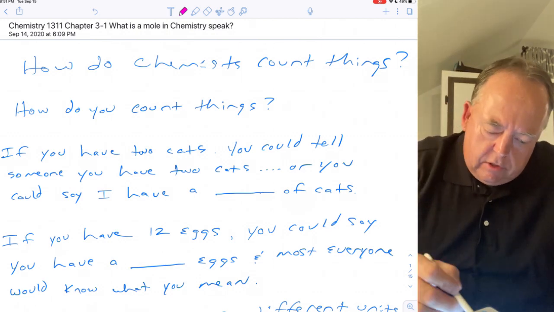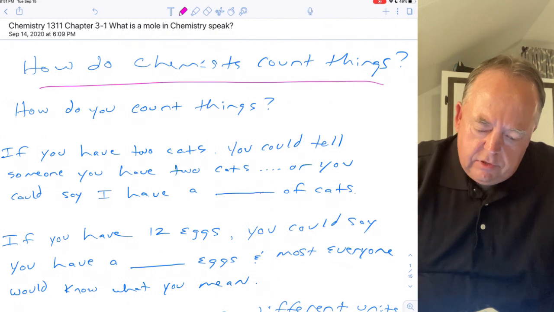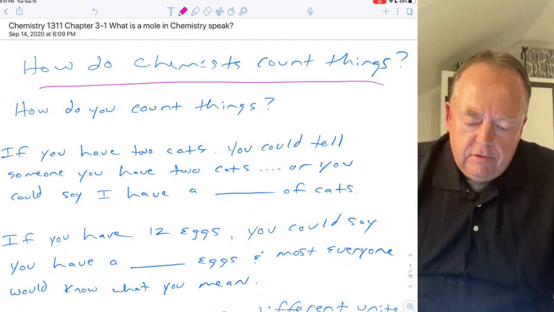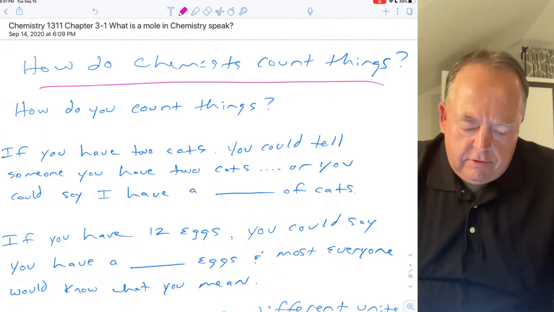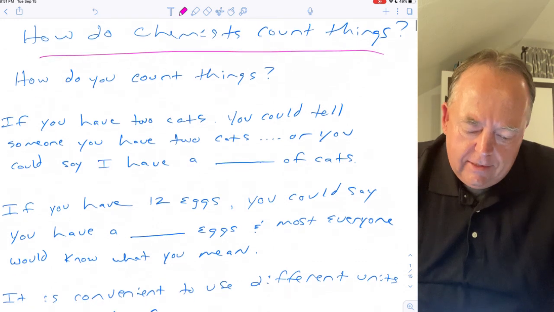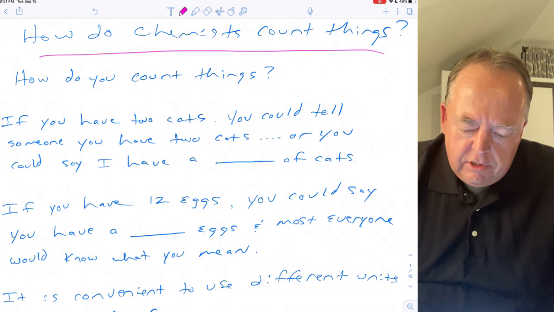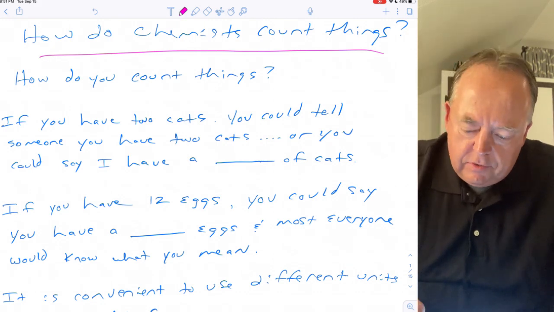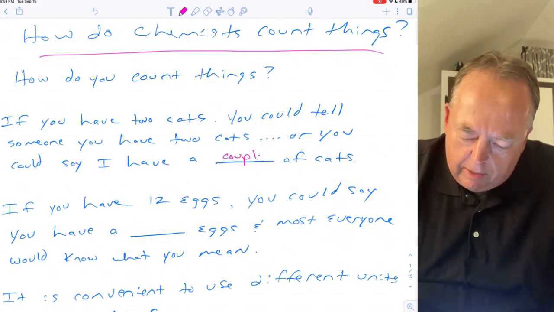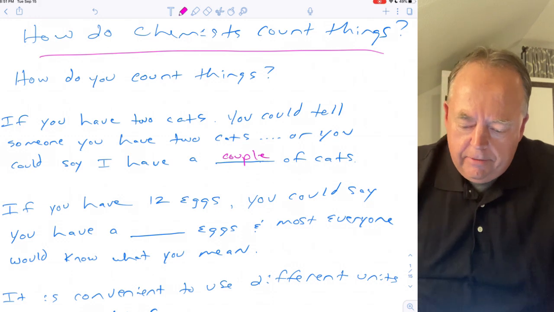Okay, so basically start with this concept. How do chemists count things? How do you count things? If you had 2 cats, you could tell someone that you have 2 cats, or you could say I have a couple of cats, right? So a couple is a unit that you could count by.